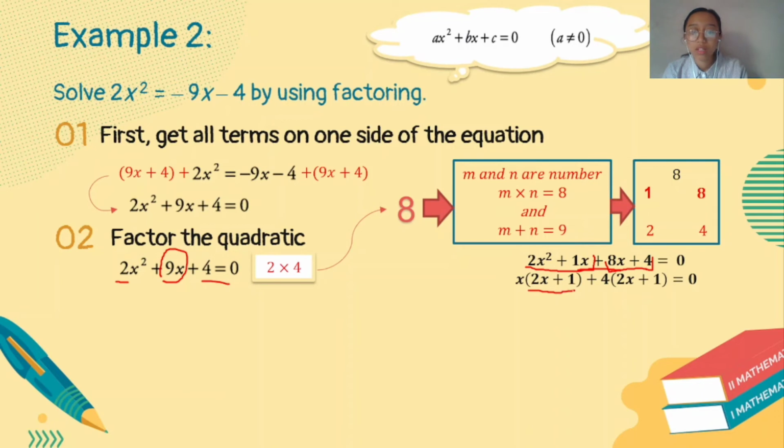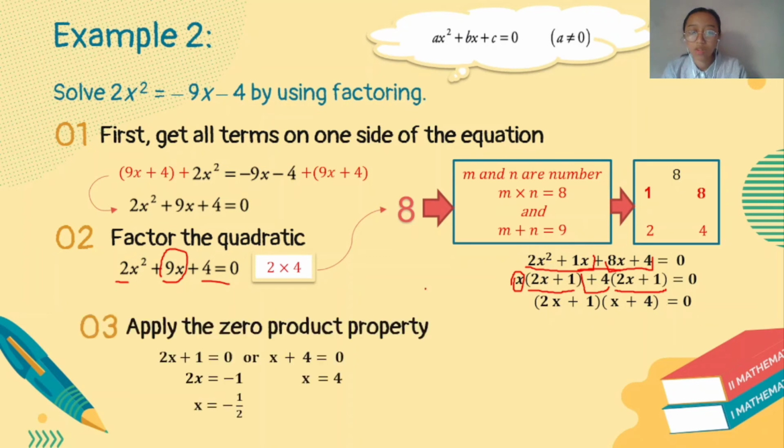If you find the two terms are the same, that means you are on the right track, so keep going. Now you can write the same terms into one parenthesis like this, and the outside terms we can write into another parenthesis. So we get 2x plus 1 times x plus 4 equals 0.